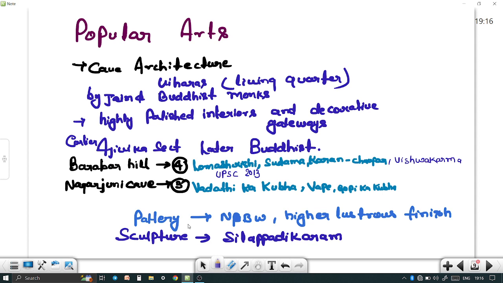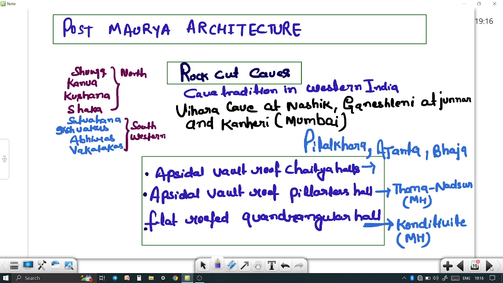Now we will next see the post-Maurya architecture. In this post-Maurya architecture, the art of this period reflected the changing socio-political scenario, which was carried forward by these dynasties: Shunga, Kanva, Kushana, Shakas in the north, and Satavahana, Ikshvakus, Abhiras, and Vakatakas in southern and western India.